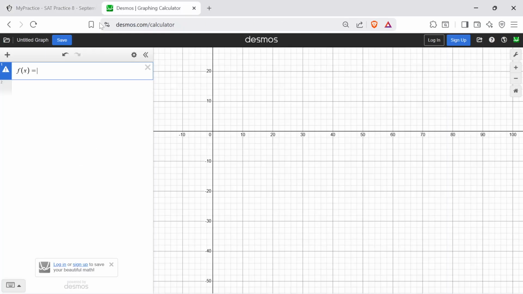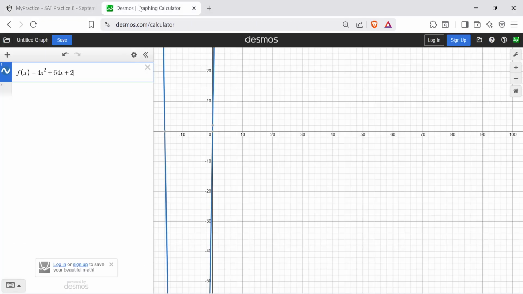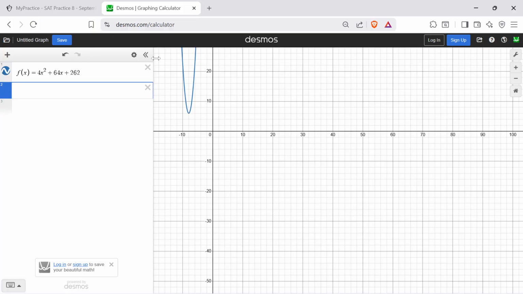4x squared plus 64x plus, I don't know, 262. Looks pretty good. And now I can put, if you didn't know, f of x plus 5. You should know that that just shifts it on the x, so the minimum value will be the same. But this shows you, where's the minimum value? The vertex, negative 13, 6. The y value is the same, but the x value isn't.